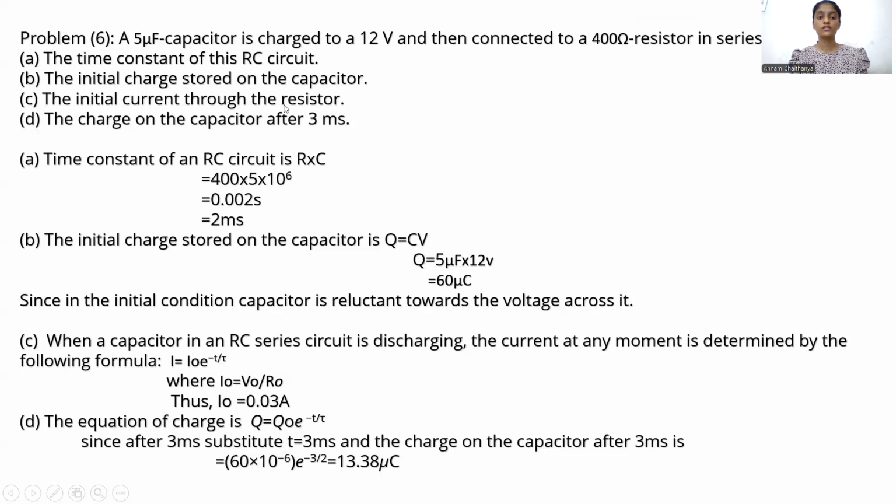The initial current through the resistor. When a capacitor in an RC series circuit is discharging, the current at any moment is determined by the formula I equals I naught into e power minus t by tau. Tau is RC, and I naught equals V naught by R, where V naught is the maximum voltage 12 across the capacitor, and R is 400. We get I naught equals 0.03 amperes. So the initial current through the resistor is 0.03 amperes.